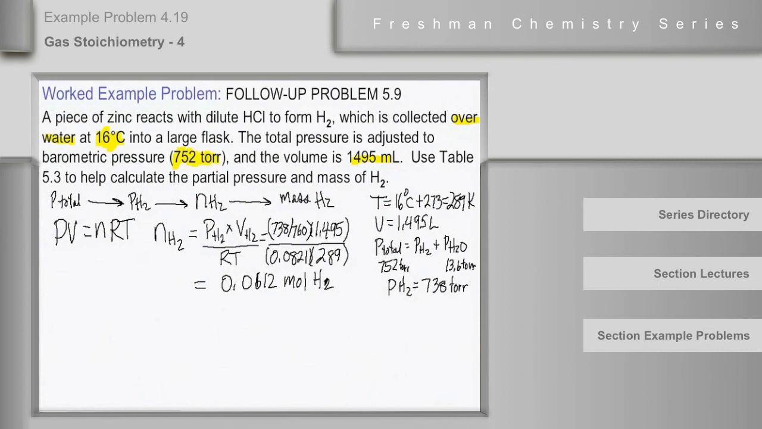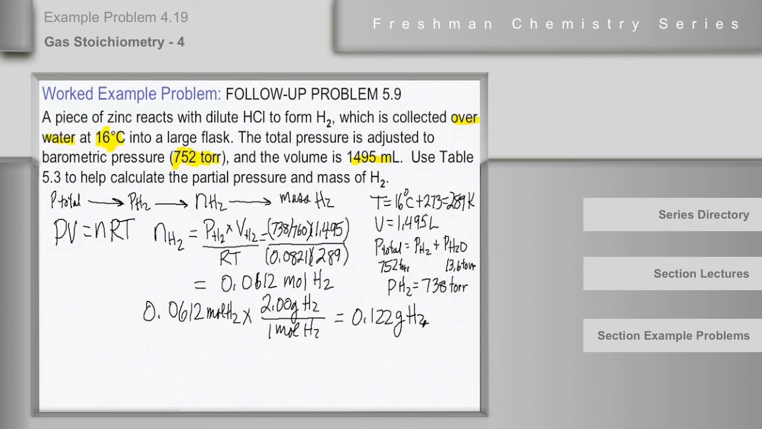So we have one step left to go, a mole to mass conversion: 0.0612 moles times 2.00 grams of H2 per 1 mole of H2 gives us 0.122 grams of H2.